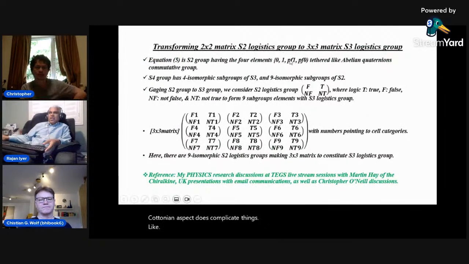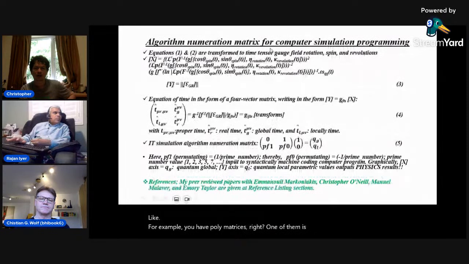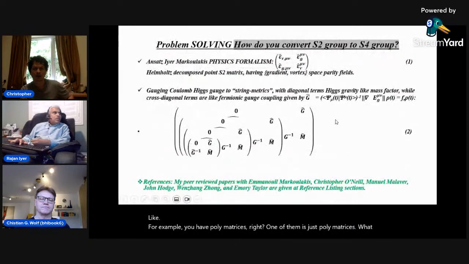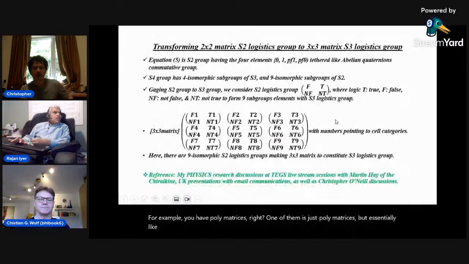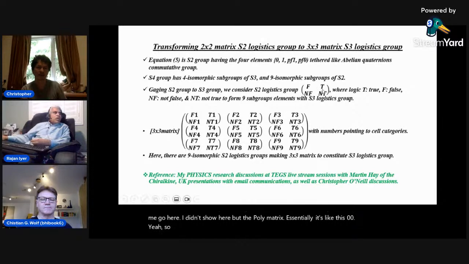See, for example, you have polymatrices, right? One of them is just matrices, but essentially, let me go here. The polymatrix essentially is like 0, 0. The quaternions are isomorphic with the polymatrices. Yeah, they are the same thing. But the question is about S2. The question is about S2.